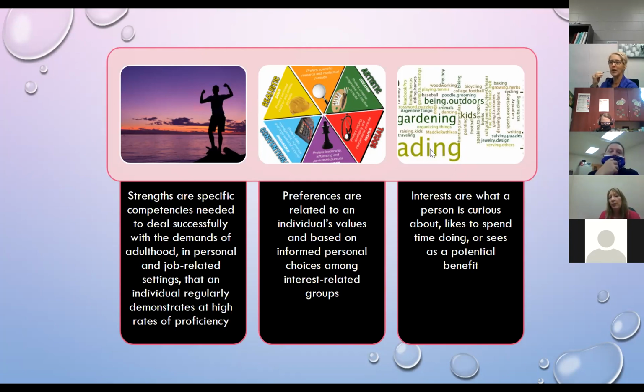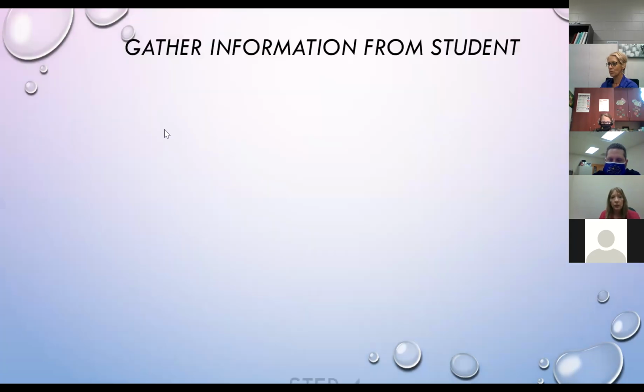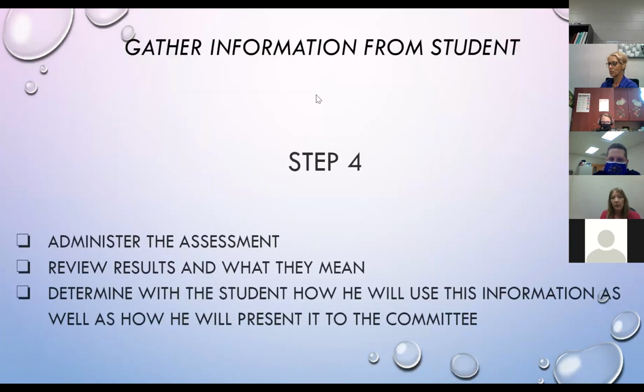You'll be able to open them up, download them, fill them out, and because sometimes you may be doing these transition meetings with your students by Zoom instead of face-to-face, you can share these, do a share screen just like I'm doing, or you can send them to the student to complete, and then talk about the results. Okay, and that's where step 4 comes in.